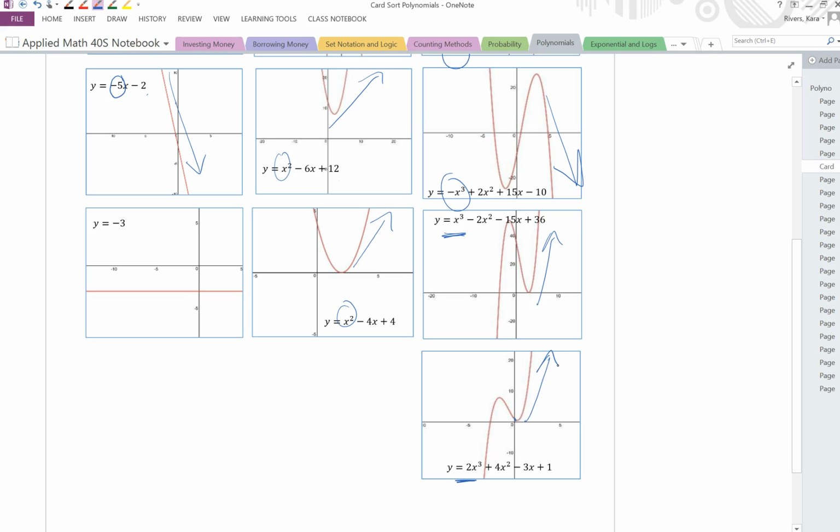So we can draw a conclusion here. Summarize what's going on. If the leading coefficient of the polynomial function is positive, the graph rises to the right. If the leading coefficient is negative, then the graph falls to the right.